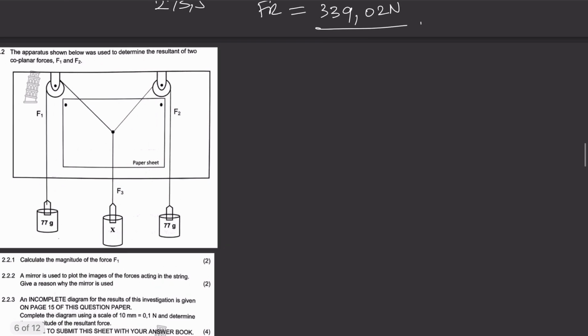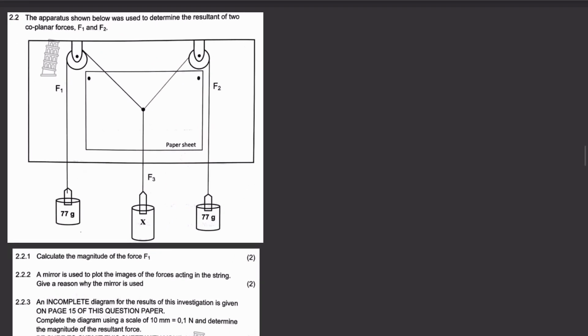Okay, next question, question 2.2. The apparatus below is used to determine the resultant of two coplanar forces F1 and F2. Calculate the magnitude of F1. So this force is tension, right? Tension is acting that way, and it's going to act this way right here. It acts away from the point.